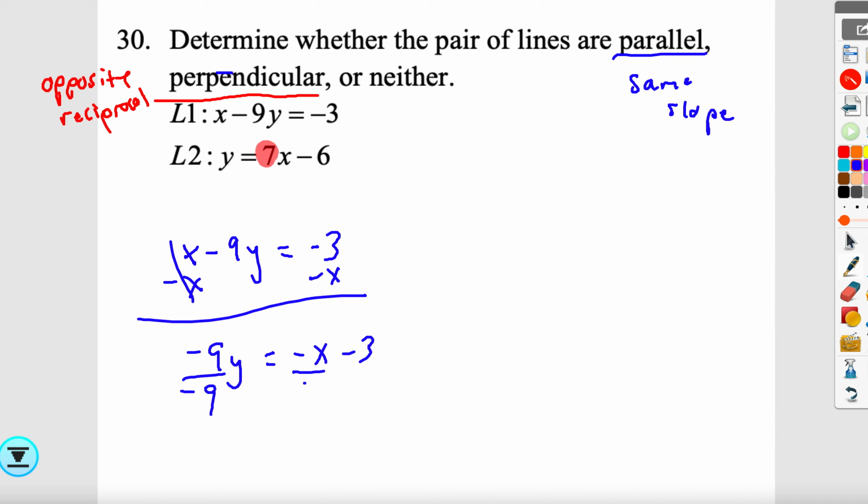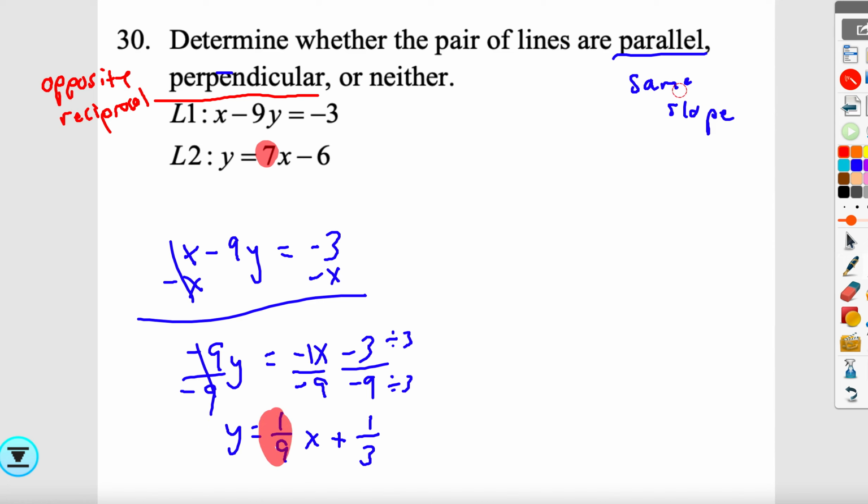Divide both sides by negative 9. So then I get y equals 1 over 9x, because this is a divisible one. Two negatives make a positive. And then it'll be 3/9, so it'll be positive, negative, negative. 3/9 is just 1/3, because we're dividing this by 3 and this by 3, which is 1 and 3. So now the slope here is 1/9.